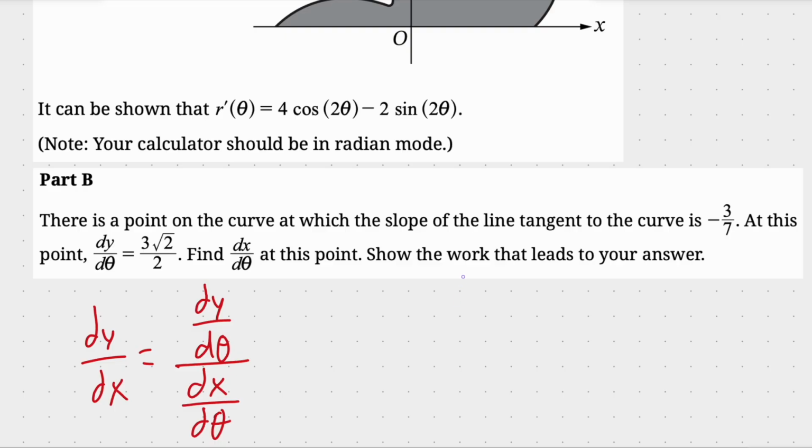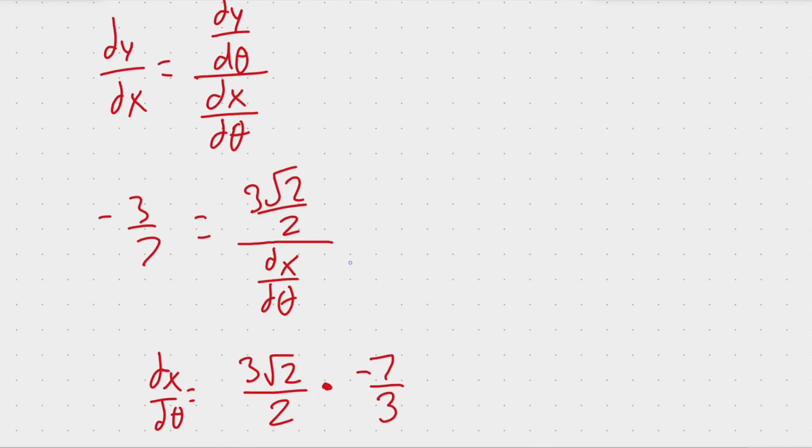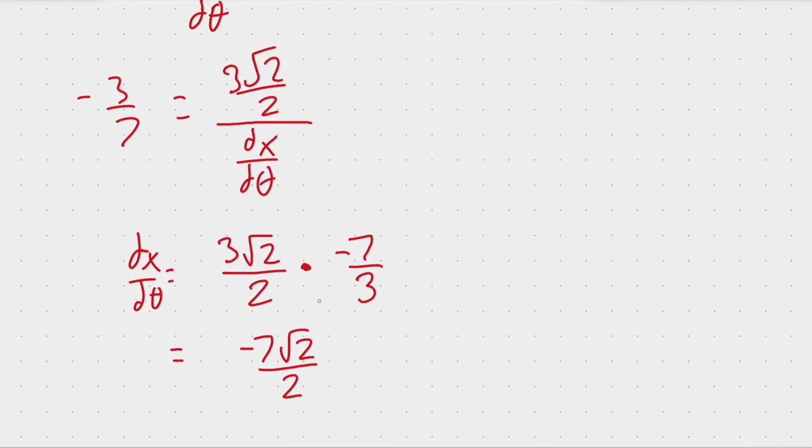So they told me what dy dx is. They told me what the slope of the tangent line is. It's negative 3 over 7, so plug that in. They told me what dy d theta is, 3 square root 2 over 2, so plug that in. And I just need to solve for dx d theta. It's like an algebra problem. And so you do that. Negative 7 root 2 over 2 is the answer, I guess.